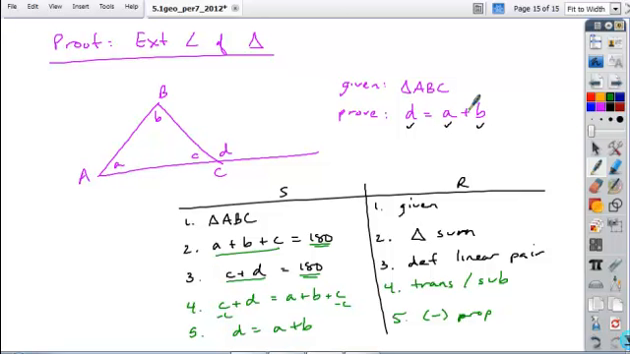Once again, this becomes a theorem that we can use in future proofs. In this one, there's not an abbreviation for it other than to just explain in words what the relationship is, and that is that the exterior angle is equal to the sum of the remote interior angles.